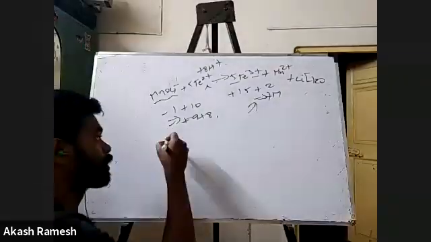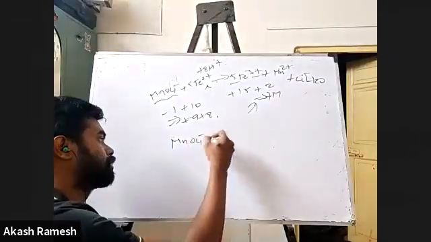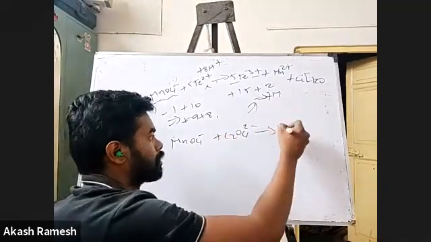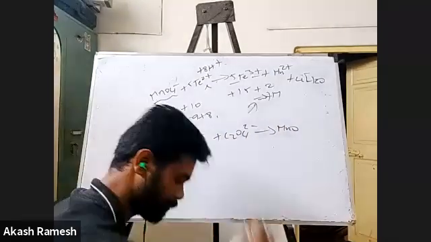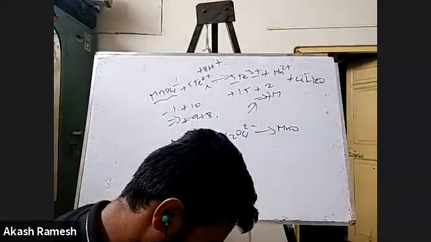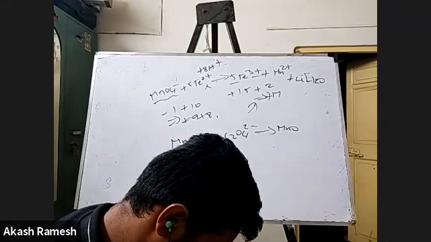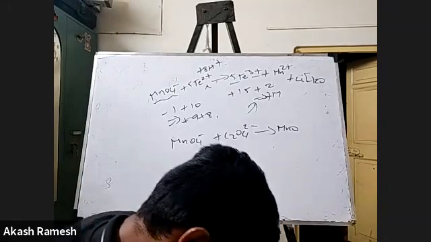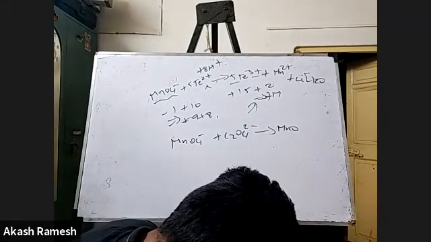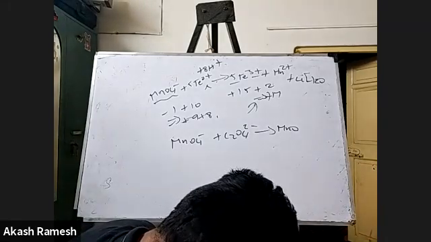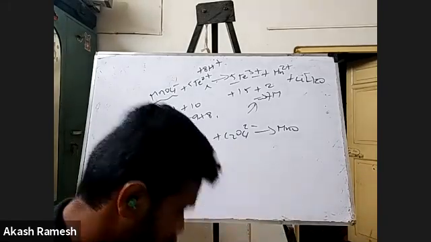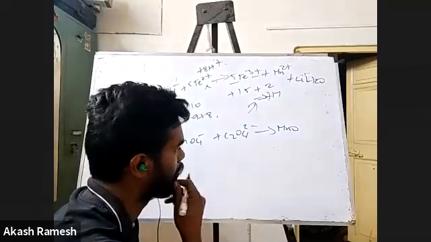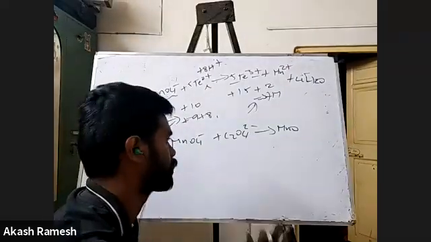Right, say I have MnO4 minus plus C2O4 2 minus gives MnO, and this is going to be what medium? This is neutral medium. Okay, so you don't have to add anything. Fine. So no, we'll keep it as acidic medium.